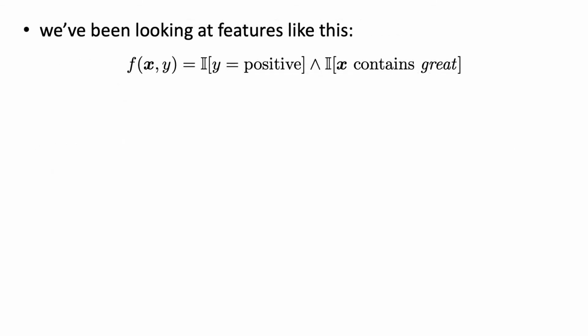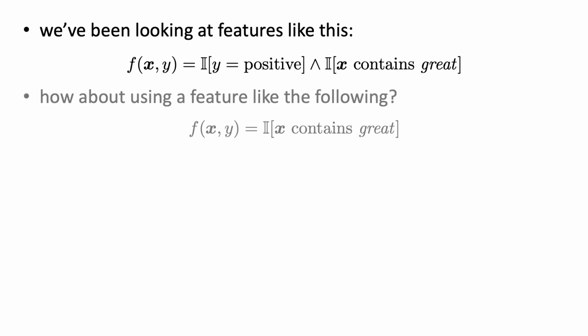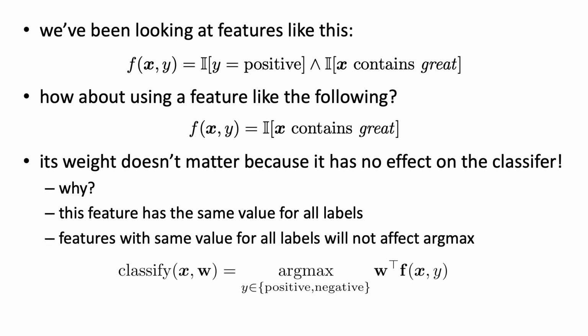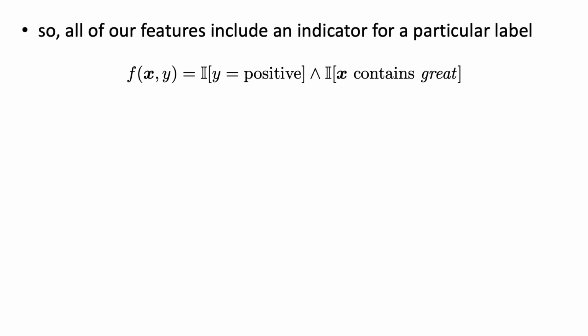You probably noticed that all of our features explicitly include an indicator function for the label being a particular value, like positive in this case. How about if we add a feature like this one that does not look at the label at all? Well, its weight doesn't end up mattering, because this feature function has the same value for all labels, and features with the same value for all labels will not affect the argmax in the classifier. So all of our features include the label explicitly.